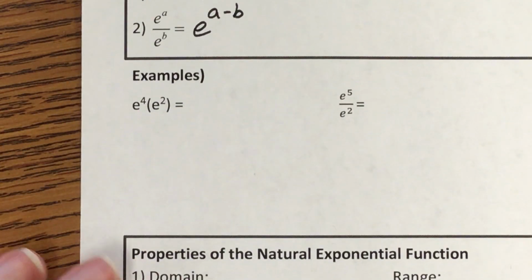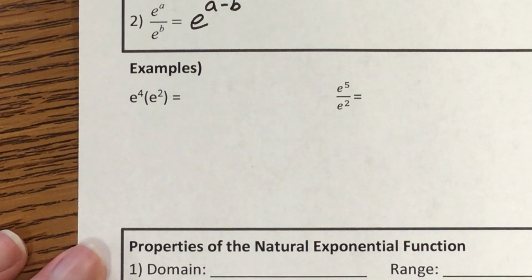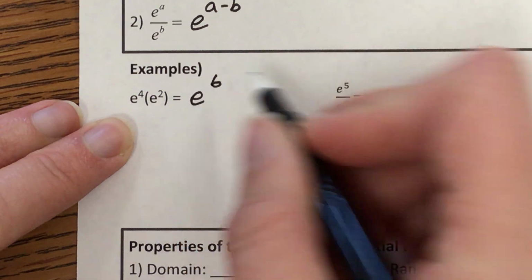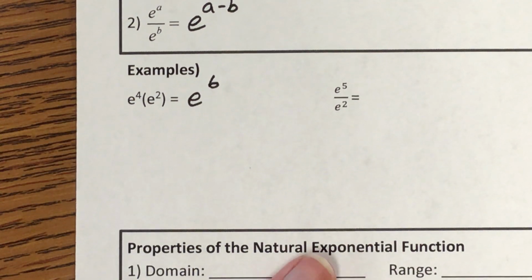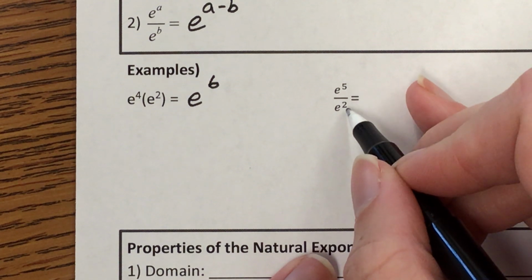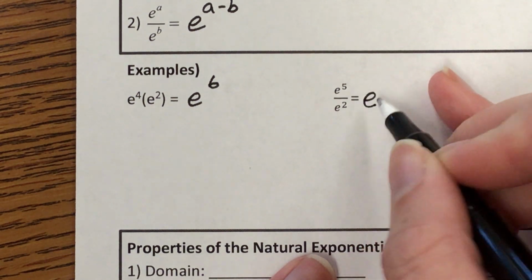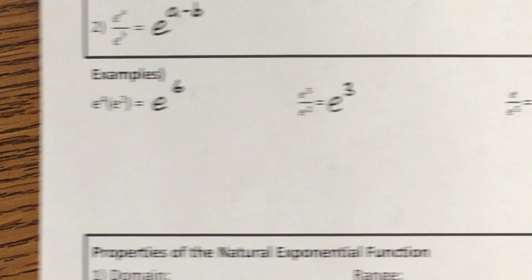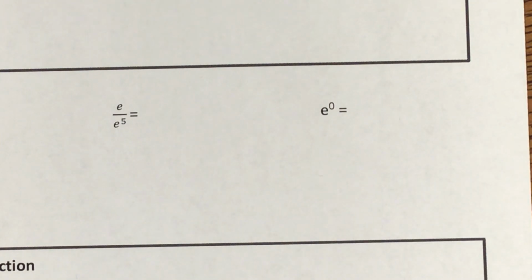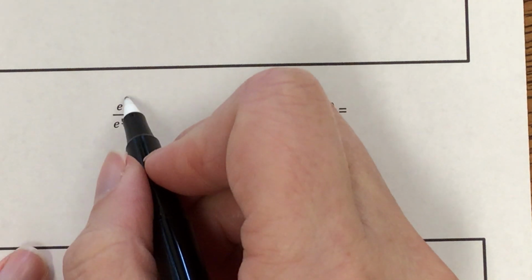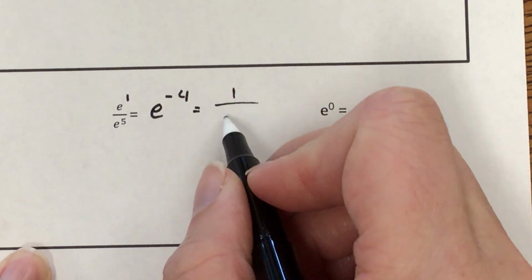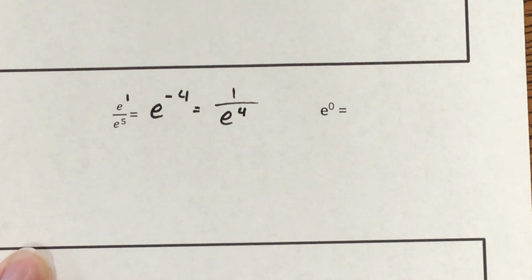Let's do some examples. We've got e to the 4th times e squared. That would be e to the 6th power after adding those two exponents together. The fraction, e to the 5th over e squared. That is the same thing as e to the 5 minus 2 is 3. e over e to the 5th, that is e to the 1st over e to the 5th. This becomes e to the negative 4, which of course is 1 over e to the 4th power.